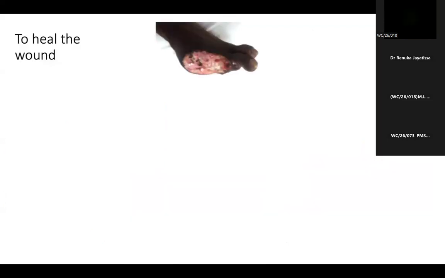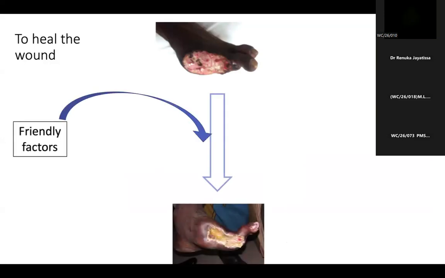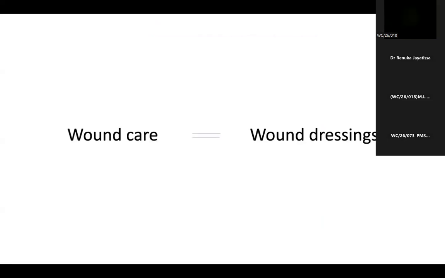Essentially, we're trying to heal the wound. To heal the wound, you have to have a few important things happen. You want friendly factors put into the wound, all the important things to heal the wound. You want to take away all the bad stuff that is going to prevent the wound from healing. And as you must have been told throughout this certificate course, it's very important you look at the entire person, not just the wound in this patient.